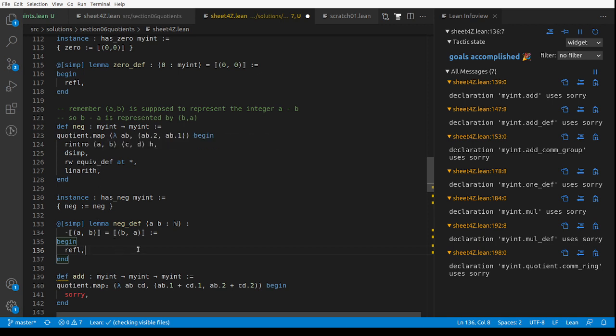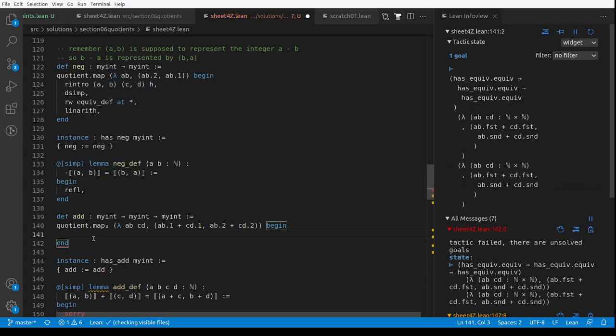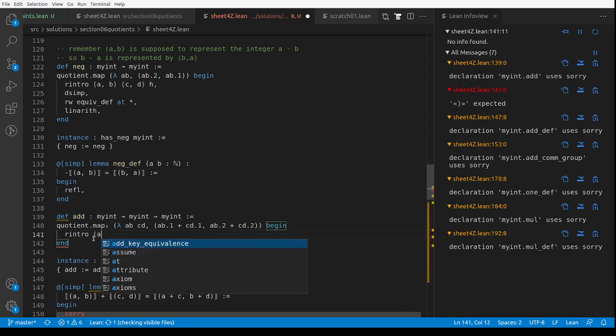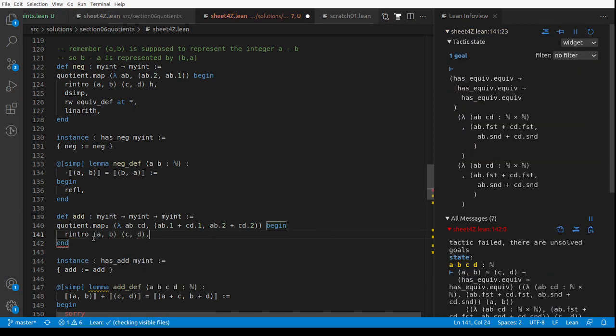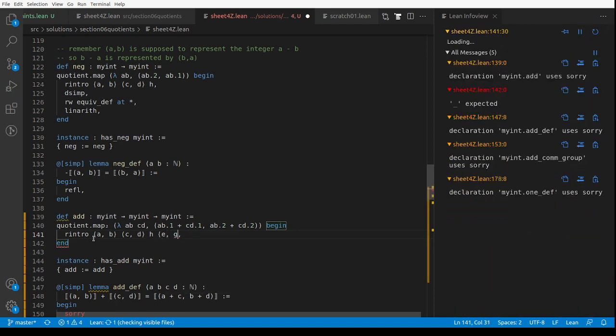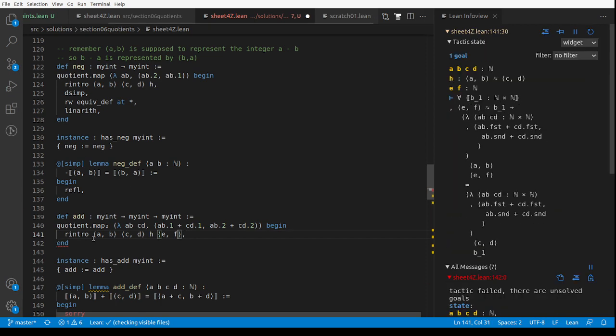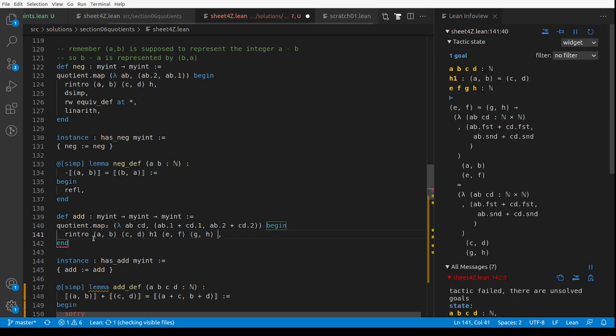Now addition, and so you just add the components, right? (a, b) add (c, d) is (a + c, b + d). And again, we're going to have to prove that that's well defined. So it's going to be rintro ab cd. How are we doing? And then this is h, and now e f. Oh, we can't have h's. We'll have to have h1. And then g h, and then it's going to be h2.